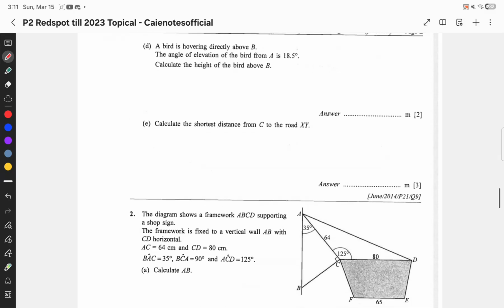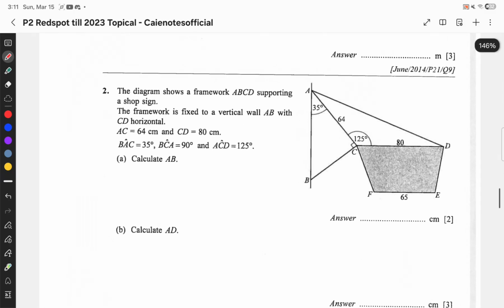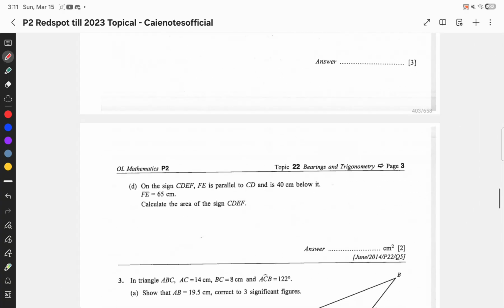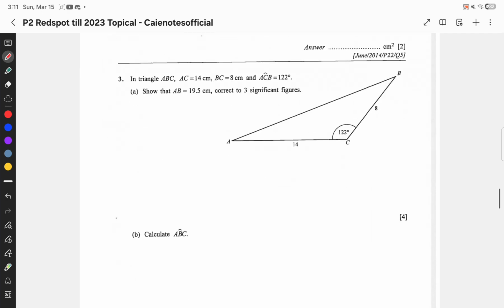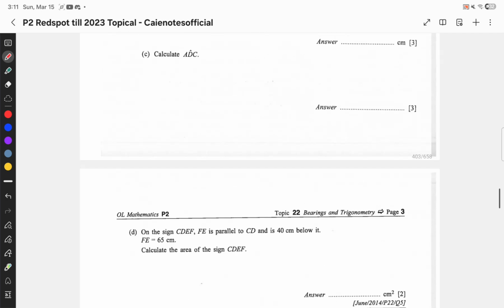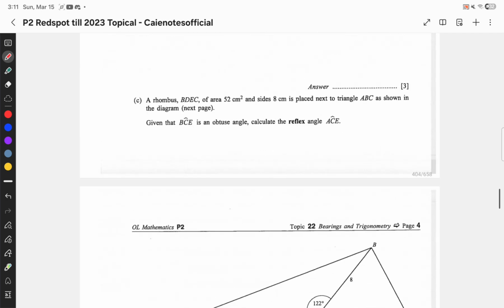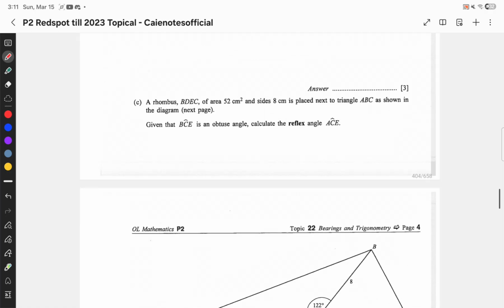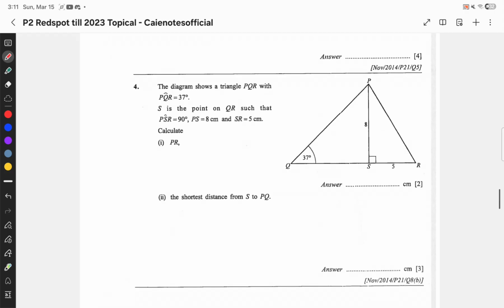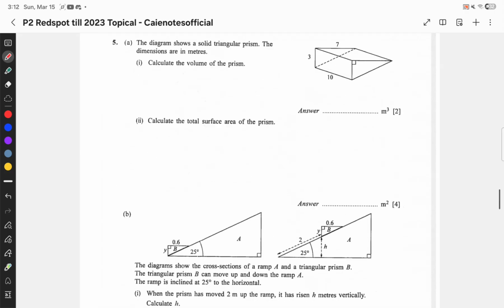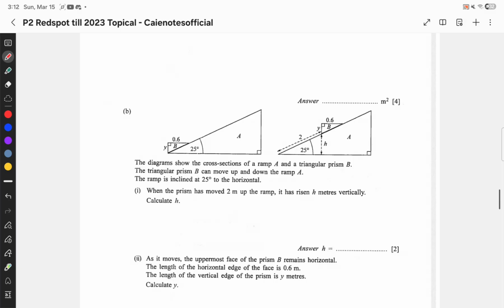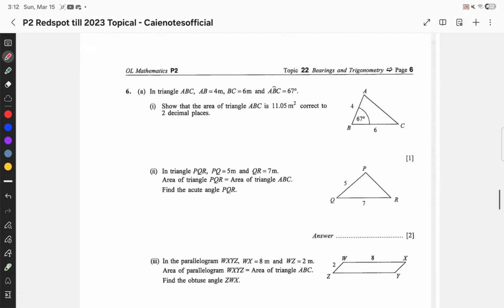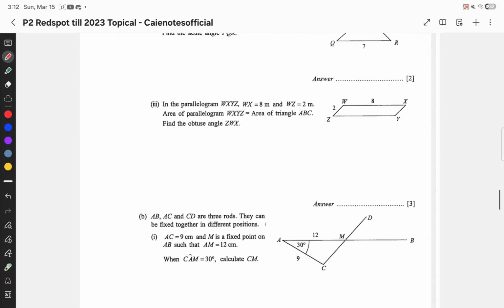Shortest distance, it is, okay, we're getting too off topic. AB, AD, ADC, there is no bearing stuff going on. Three significant figures. There's no bearings going on. Why is there no bearings? Obtuse angle. Wow. Prism. Area of the prism. Ooh, okay, this is a good question. We'll come back to it when we actually are doing trigonometry.